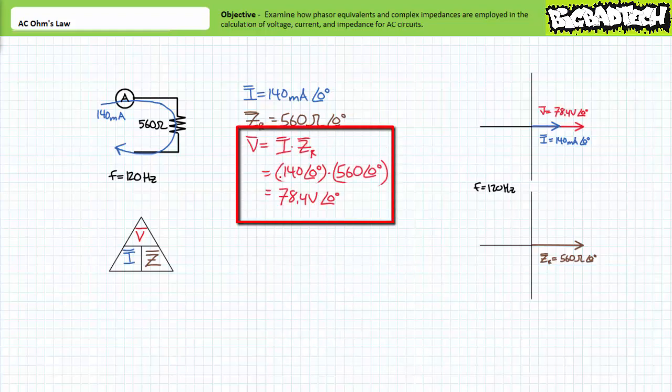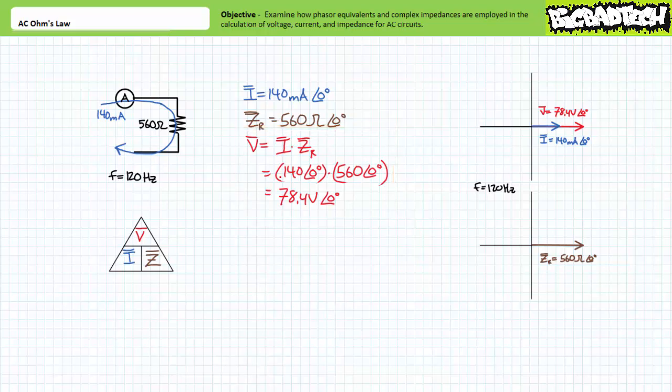Now, since we're being asked to solve for voltage, we multiply the Phasor equivalent current I by the complex impedance Z to solve for V, the Phasor equivalent voltage. Doing so yields V equals 78.4 volts at an angle of 0 degrees, where 78.4 volts is the effective value of the resultant sinusoidal AC voltage, and it is phase shifted by 0 degrees. Additionally, since the above conditions were established at 120 Hz, it is assumed voltage also has a frequency of 120 Hz.